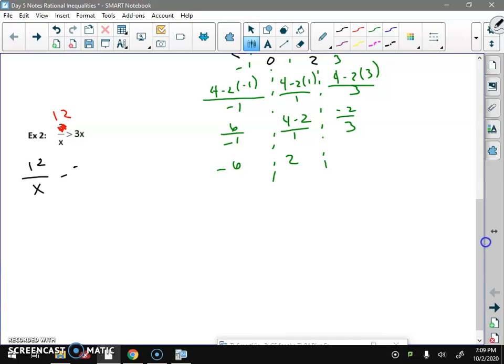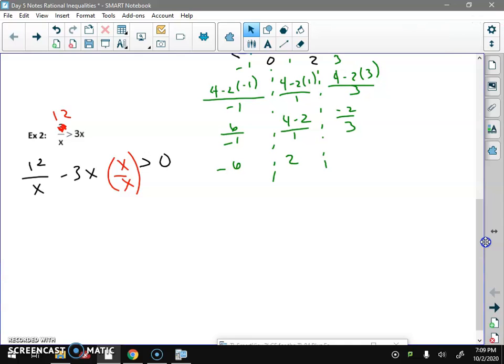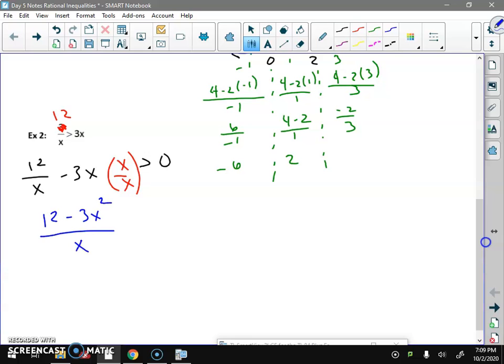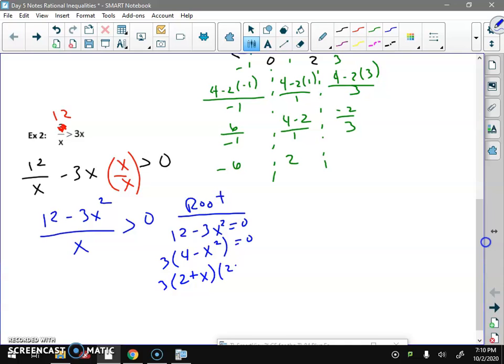Set to 0. 12 over x minus 3x is greater than 0. When we move that 3x over, common denominator, x over x. Single fraction. 12 minus 3x squared over x is greater than 0. Root. 12 minus 3x squared equals 0. I'm going to pull out a 3, leaving me with 4 minus x squared, which factors to 2 plus x, 2 minus x, difference of squares.